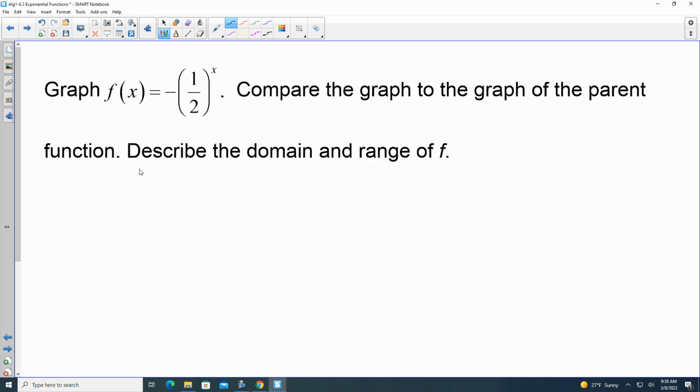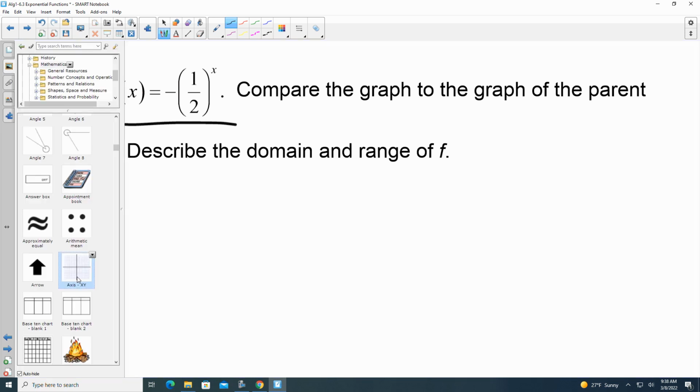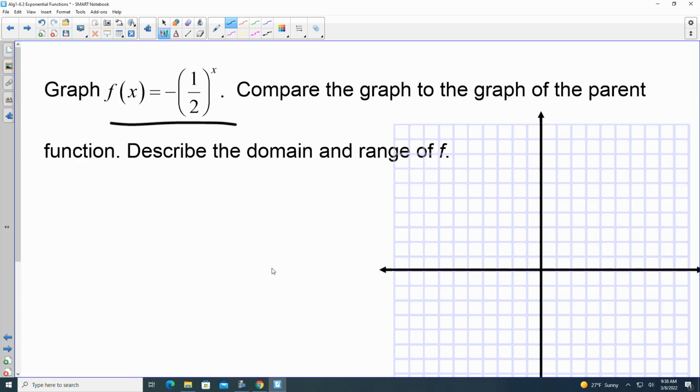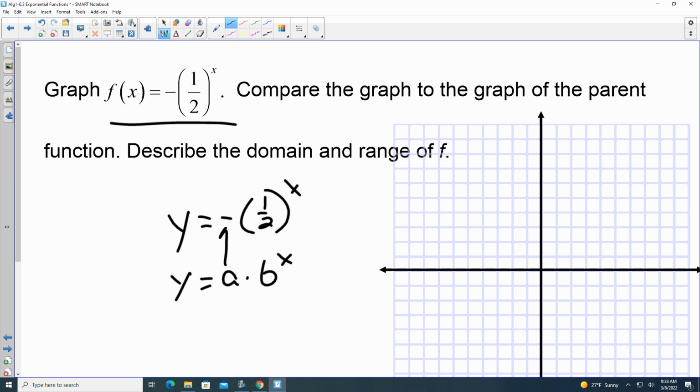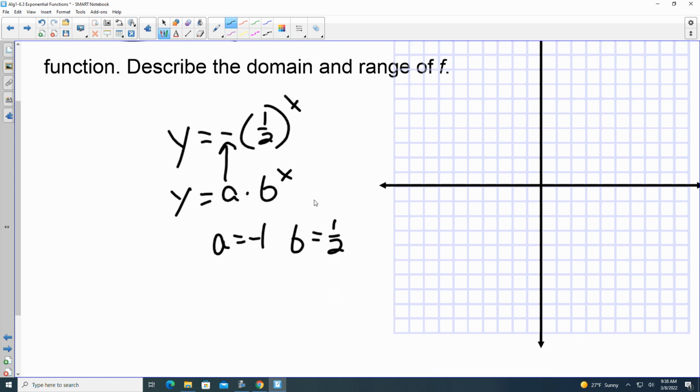If we go into this one here, I have f of x equals negative 1/2 raised to the x power. Again, graph this. All I'm really concerned about is you being able to graph it. So let's change it to y equals negative 1/2 raised to the x power. Again, let's write out the general formula. A is negative 1, and b is 1/2. Just like the other graph, the y-intercept is going to be 0, comma, a, which is negative 1. So I plot that point right there.